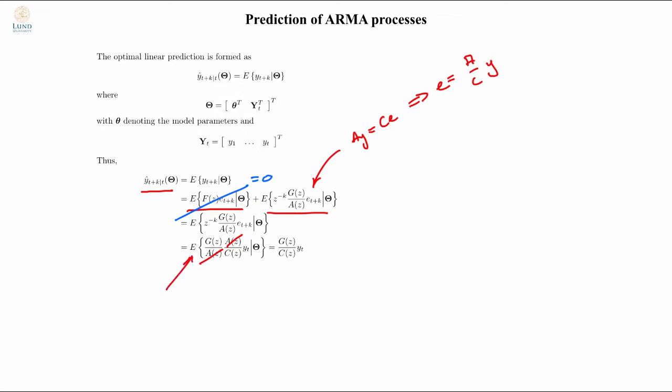Note that this expectation is conditioned on theta here, which contains all my previous observations. That means that these are all known and the expectation thus goes away, so my predicted future will just be g divided by c of y of t. This will only depend on the earlier realizations that I have observed.